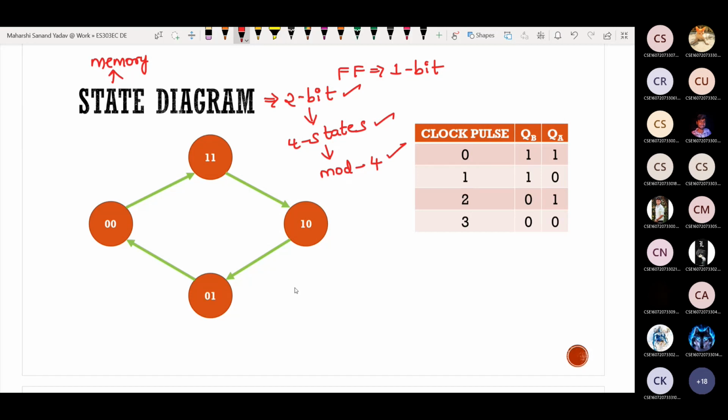And what is the definition of modulus? Mod is nothing but modulus. I want the definition for modulus. The number of states through which the counter passes before returning to its initial state is called the modulus of the counter. Here 4 states are there, so that's the reason I'm calling this mod 4.